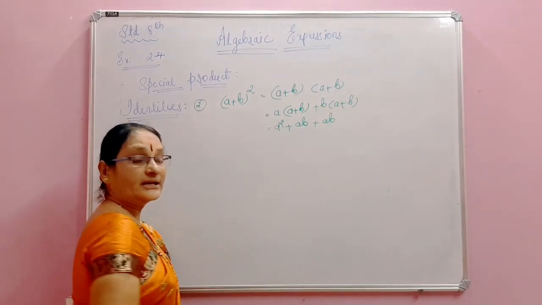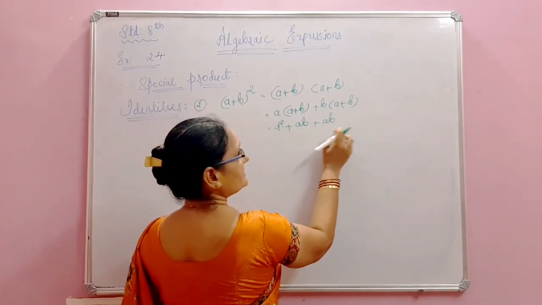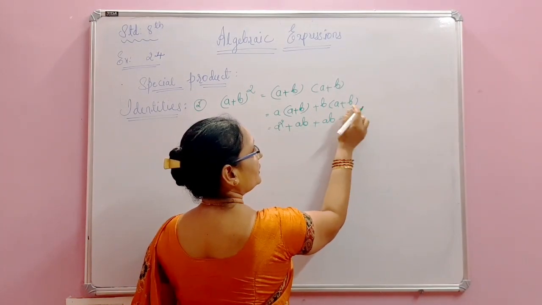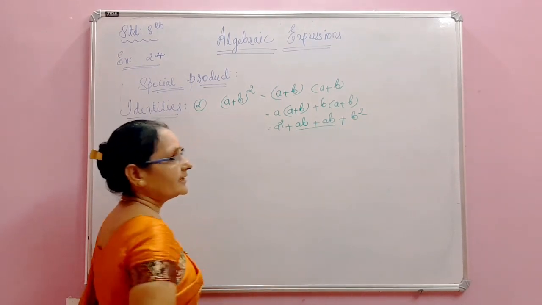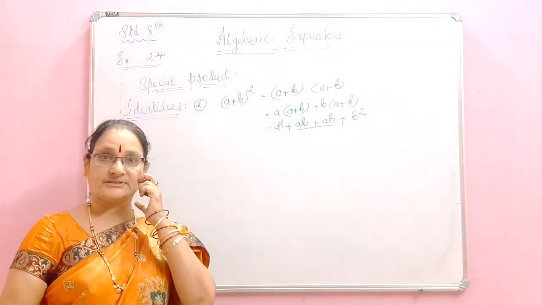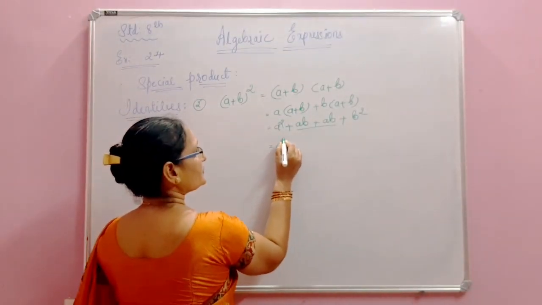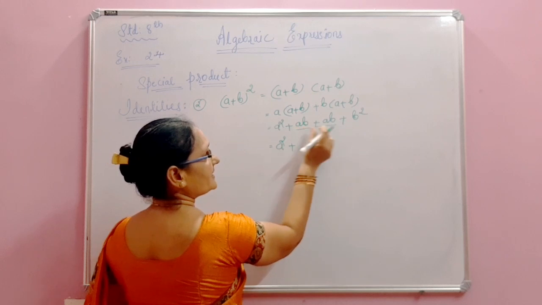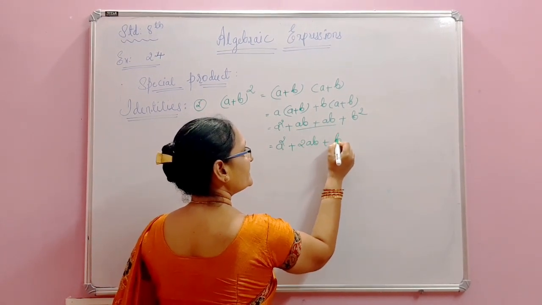It is actually, I will write here ab. Why? ba is equal to ab according to the commutative property. So I am writing ab, plus b into b, b². See here children, observe here, ab plus ab, like terms can be added. So a² plus ab plus ab is 2ab, plus b².